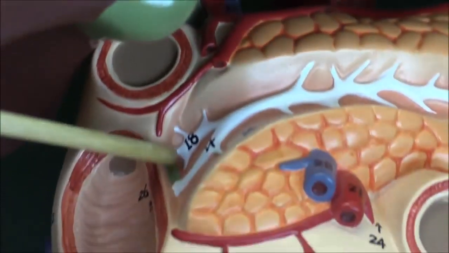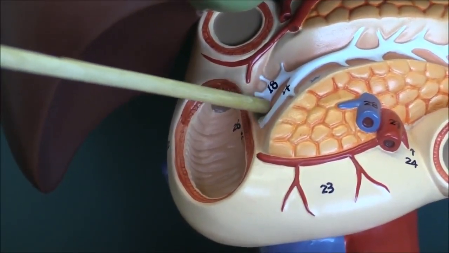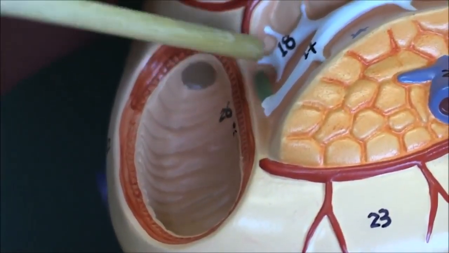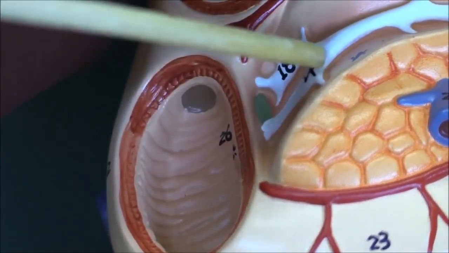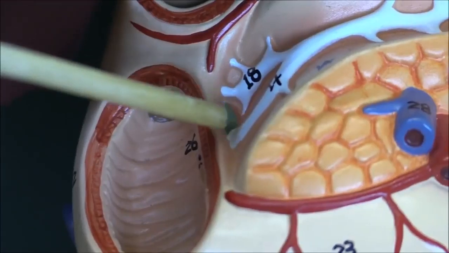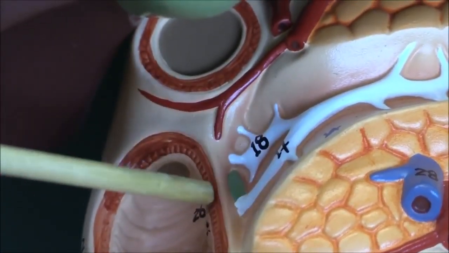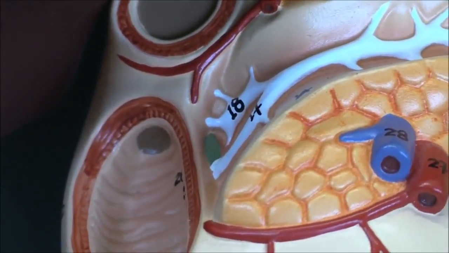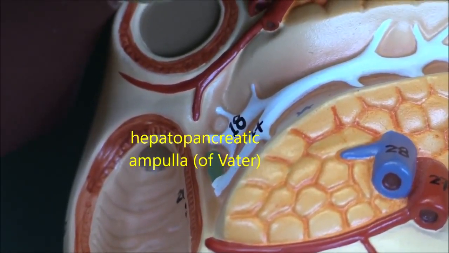And if we look in here, you can probably see where the bile ducts coming from the gallbladder pass down through the tissues of the pancreas. And it meets up with this pancreatic duct. So here the common bile duct meets the pancreatic duct, and this final area where the ducts are common is called the ampulla. And in the old days that was called the ampulla of Vater.